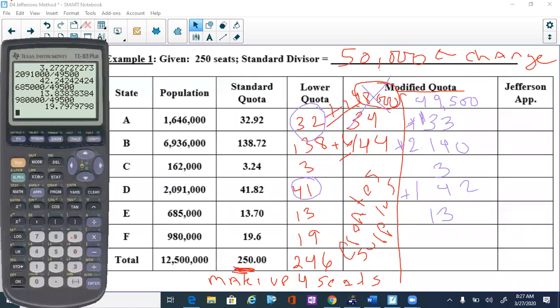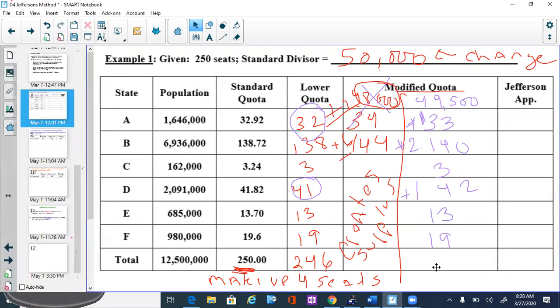Then I add them all up just to verify that it's right. I had 33 with the new divisor, 140, 3, 42, 13, and 19. That gives me 250. So I've got a grand total of 250, and that tells me that we are done.